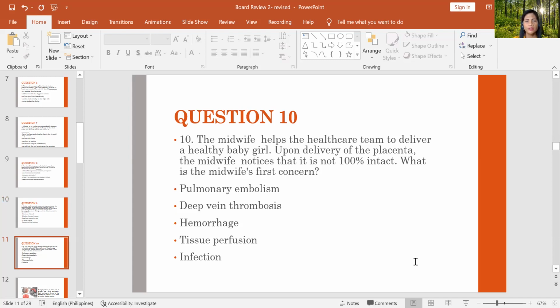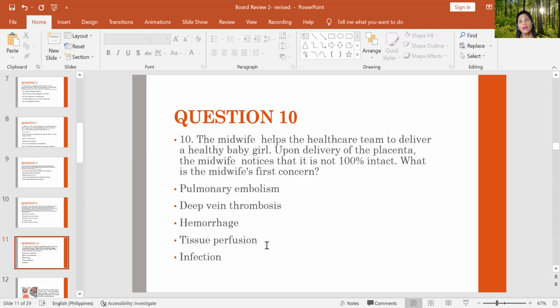Okay, in question number 10, the midwife helps the healthcare team to deliver a healthy baby girl. Upon delivery of the placenta, the midwife notices that it is not 100% intact. Okay? What is the midwife's first concern? Pulmonary embolism, deep vein thrombosis, hemorrhage, tissue perfusion, or infection? What do you think is the right answer?